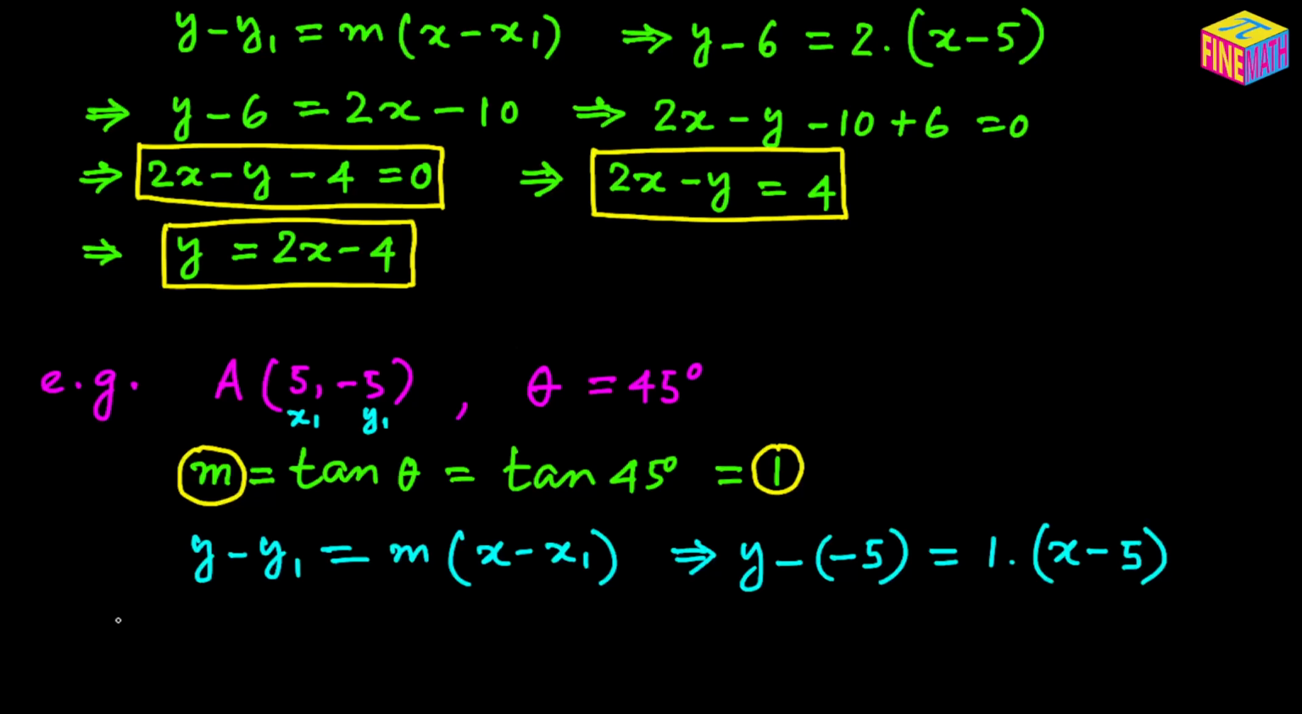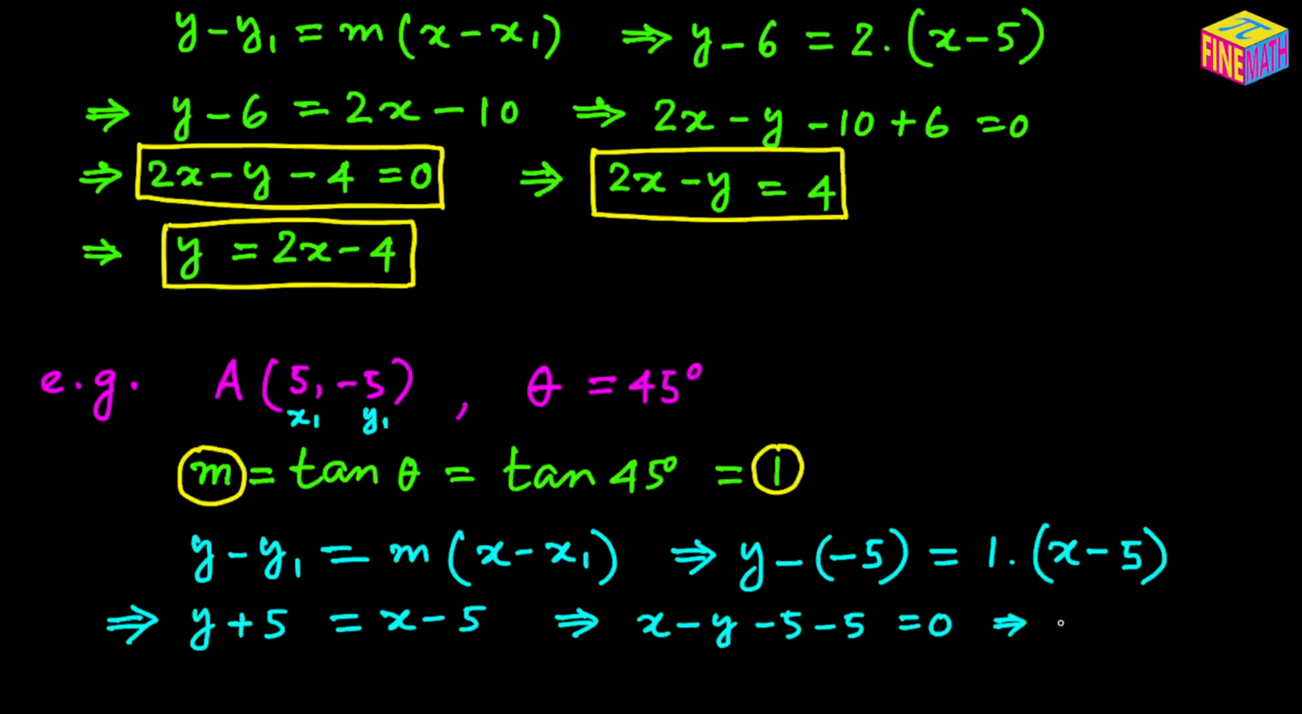Right? So from here, if we simplify a little bit, what are we going to get? We are going to get y minus negative 5, that would be y plus 5, is equal to 1 times x minus 5, that is x minus 5. And from here, let's now bring everything to the same side. So it would be x minus y and then minus 5 and one more minus 5, all of that equal to 0. From there we can say that means x minus y minus 10 is equal to 0.